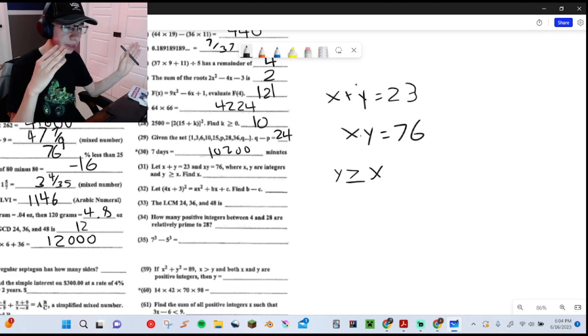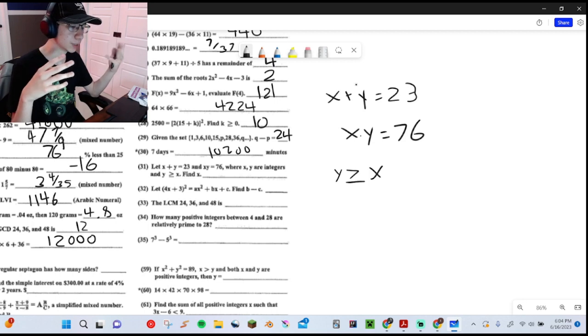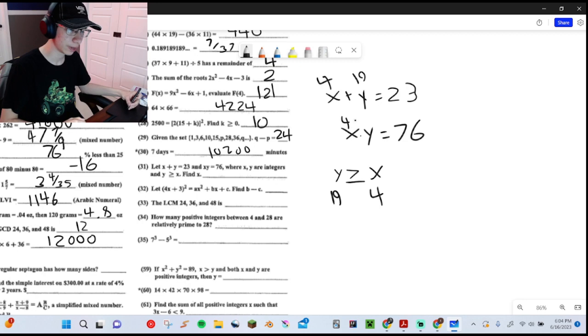So 23 and 0, no. 22 and 1, no. 22 and 2, no. 21 and 2, no. 20 and 3, no. 19 and 4, yes. So y has to be 19, and x has to be 4. Right? So x is 4.